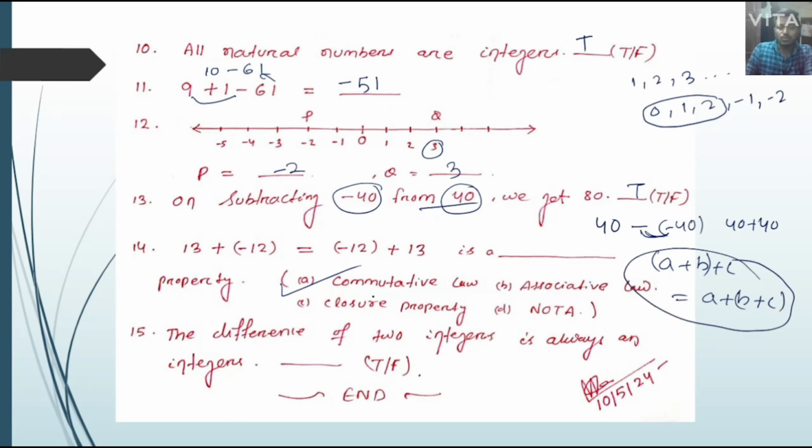Okay. Then what is closure property? Now closure property means when we add two integers, suppose 2 plus 3, then it is also an integer. Okay, the sum is also an integer. Clear? This is known as closure property. Now question number 15. The difference of two integers is always an integer. Yes, true.